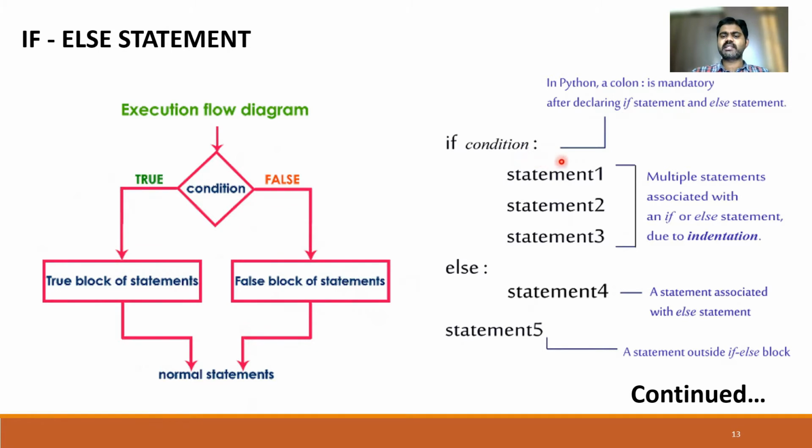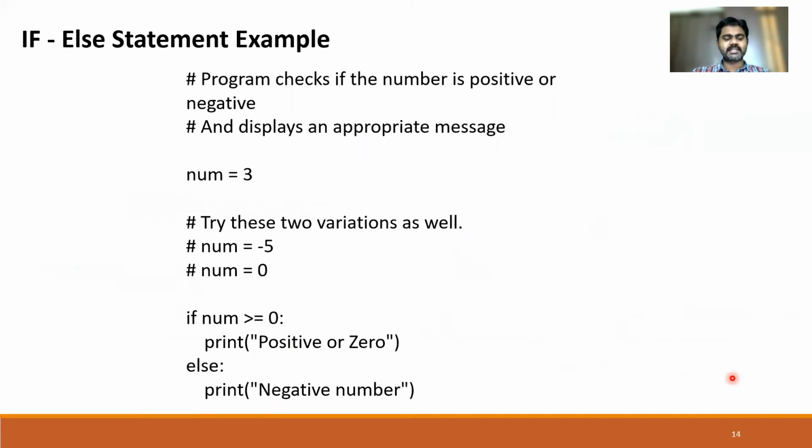So if condition, statement 1, statement 2, statement 3, multiple statements are associated and executed. Else statement 4. This is the statement for else part, and statement 5. This statement 5 is after the if else block, a statement outside the if else block. Okay, so we can check an example here. Program checks if the number is positive or negative. So number equal to 3. If number greater than 0, positive, or greater than or equal to 0, positive or 0, else print a negative number. So let's take an example.